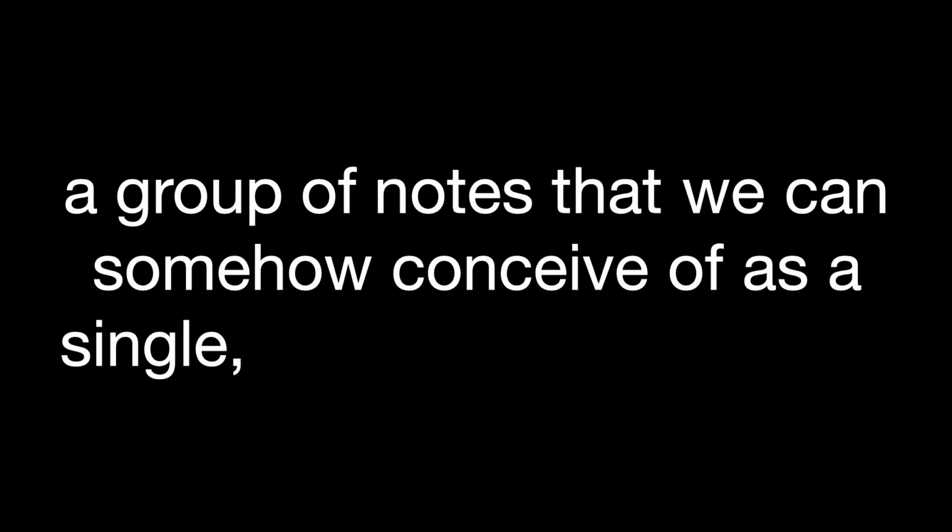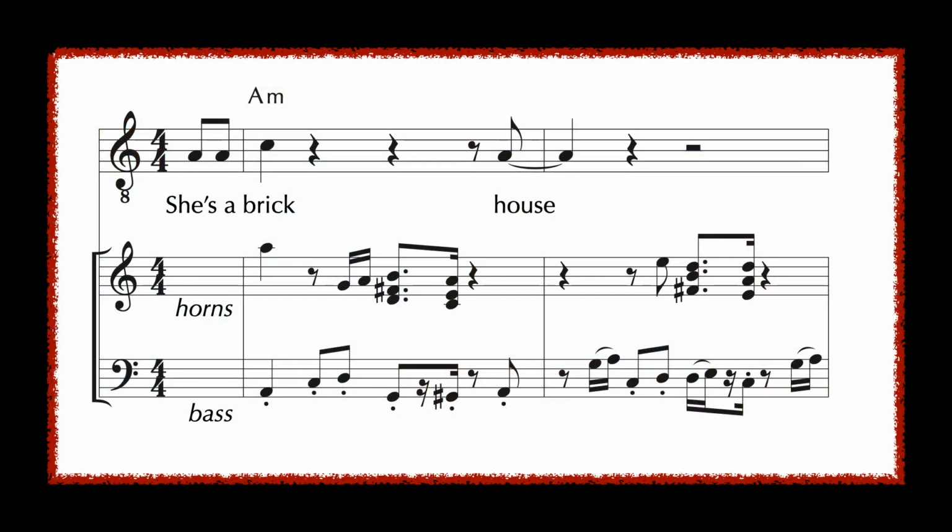A chord is a group of notes that we can somehow conceive of as a single unified musical object. Something that could be played at the same time, but even isn't necessarily played at the same time. In this example from the Commodores' song Brick House, you've got a whole lot of different parts moving here, a whole lot of different notes being played at the same time.